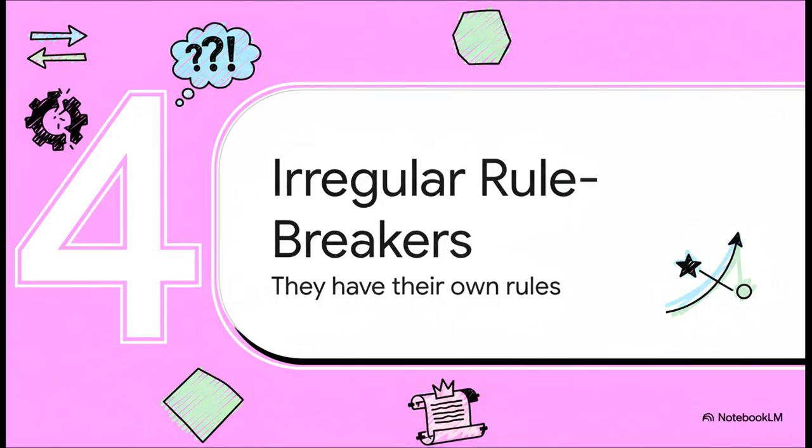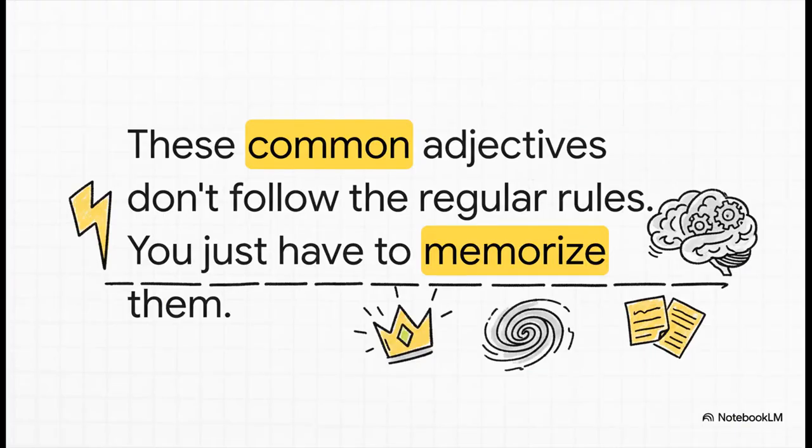All right. So we've got rules for short words and rules for long words. You'd think we're all set, right? Well, now it's time to meet the rule breakers. These are the few super common adjectives that just play by their own rules. And honestly, there's no secret trick to these. You just have to memorize them. But the good news is we use them so often that getting them right is going to make a huge difference in how natural you sound.